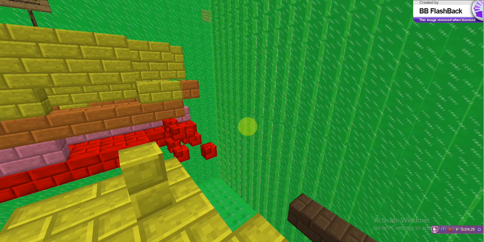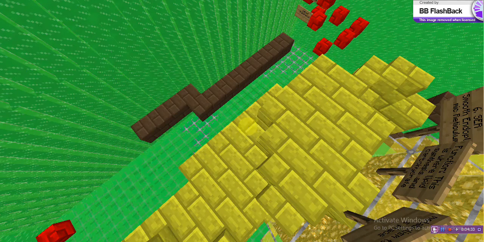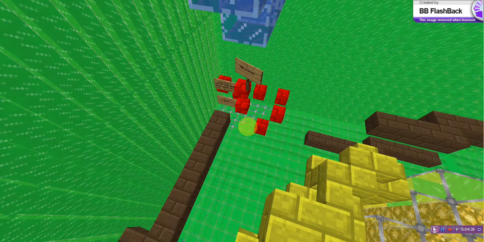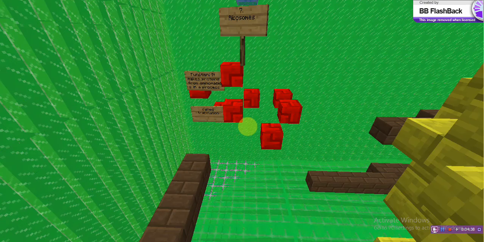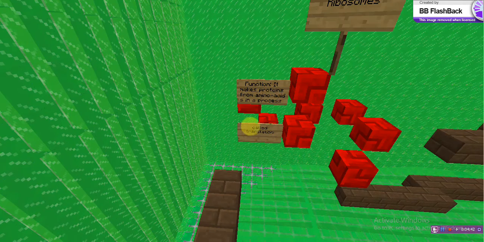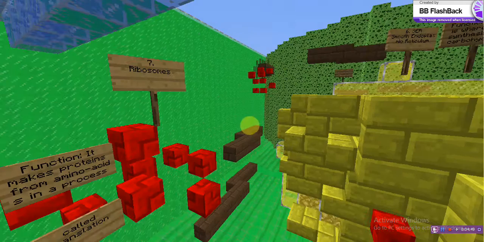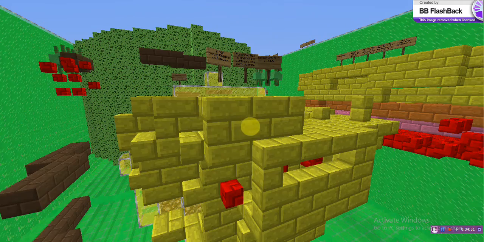Next we have the ribosomes, which are right over here. They're these little red dots I have floating around the cell, going to their different locations. Ribosomes. Function: it makes proteins from amino acids in a process called translation. So basically, it's making all of the proteins that the cell would need.